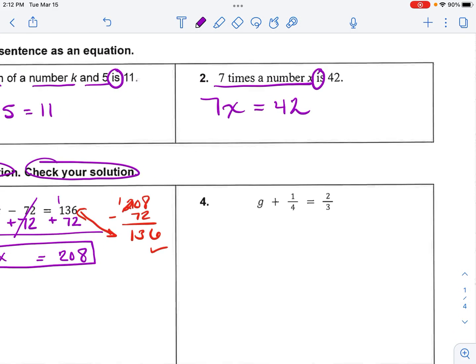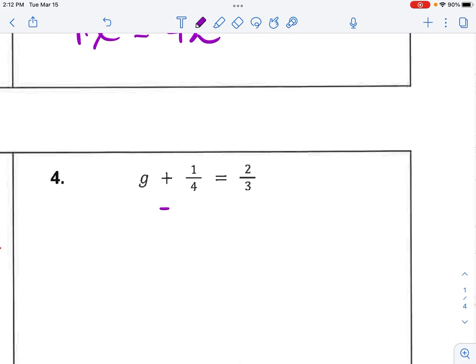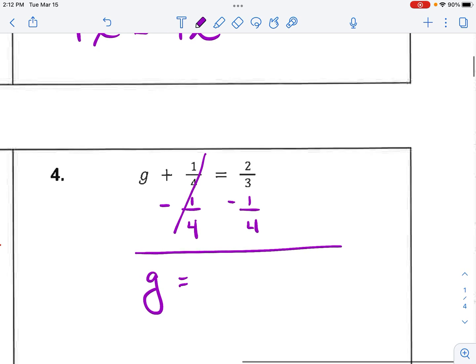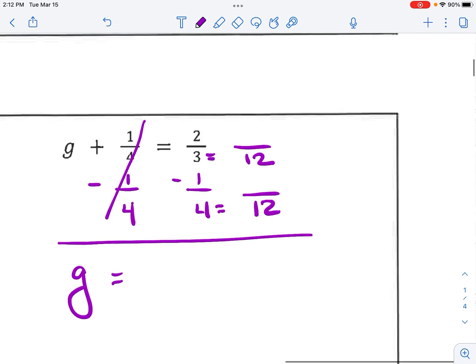Number 4 says g plus 1/4. I'm going to do the inverse to get g by itself, so I'm going to subtract 1/4 from both sides, leaving me with g. Remember, when you're adding or subtracting fractions, we need a common denominator. The bottom number needs to be the same. 12 would be our common denominator. 3, 6, 9, 12, 4, 8, 12. They have a 12 in common.